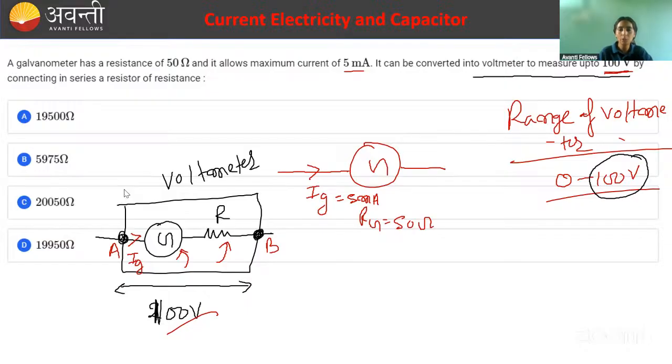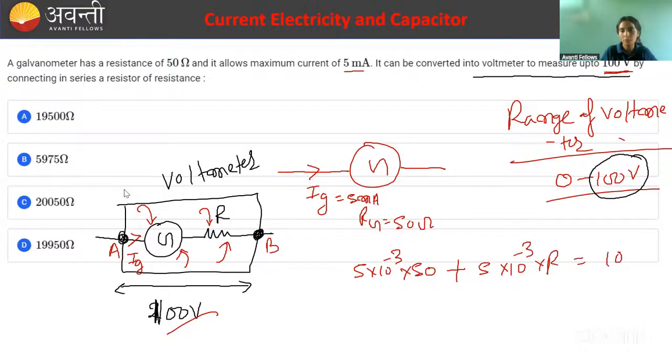Because the voltmeter's total potential should be how much? Yes, very good. So total potential should be how much? 100 volt. Done. And that 100 volt will be the sum of what? The sum of potential drop on the galvanometer and potential drop on the resistor. Write it now. So Ig value is already given, 5 into 10 to the power minus 3 into 50. So this is potential drop on galvanometer. Potential drop on resistance R, let's write it like this, and this is equal to 100 volt.